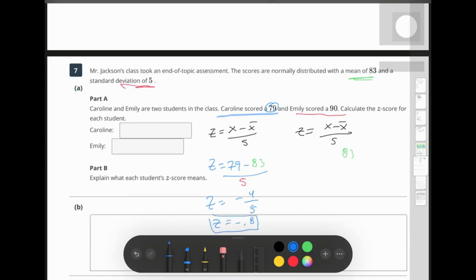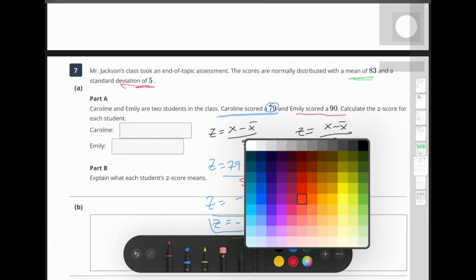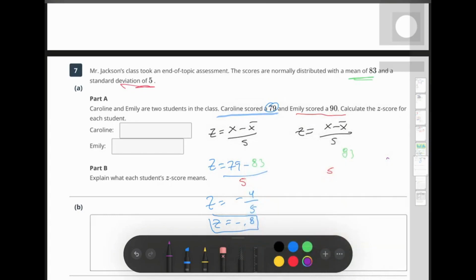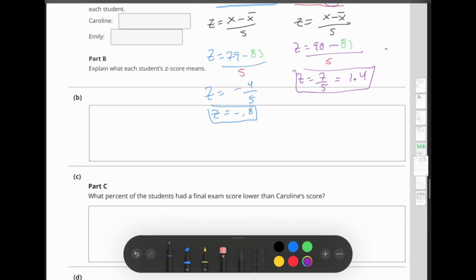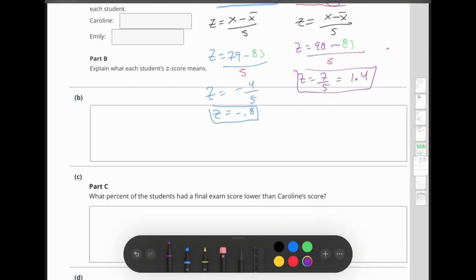Okay, over here we have Emily, z equals 90 minus 83 divided by 5. So you will get 7/5, which is 1.4. And what does that mean?